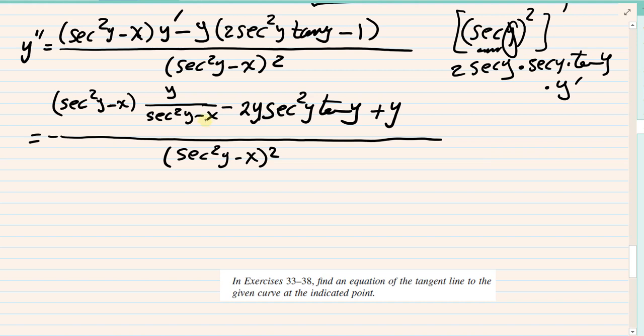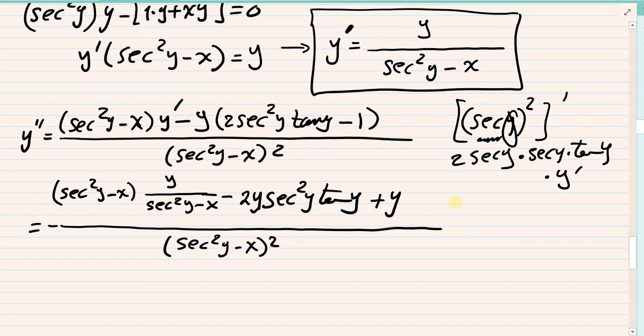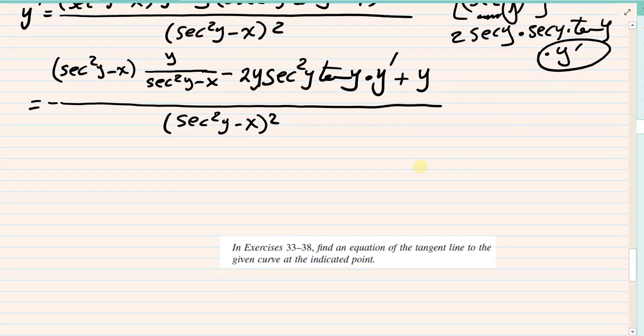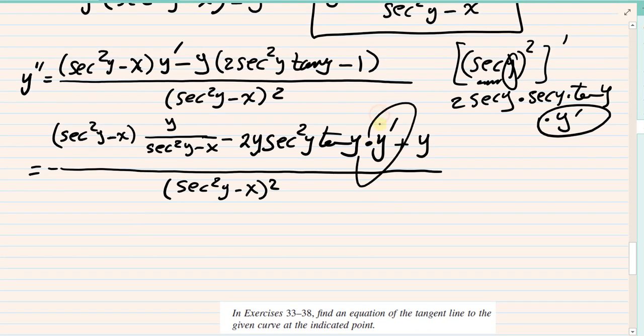But one thing I need to do is, let me hold on. Okay, I see what I didn't do here. See this y prime? That's times y prime, and then plus y. So that means I actually have to substitute for y prime in here as well, right? So I'll do that in the next step.